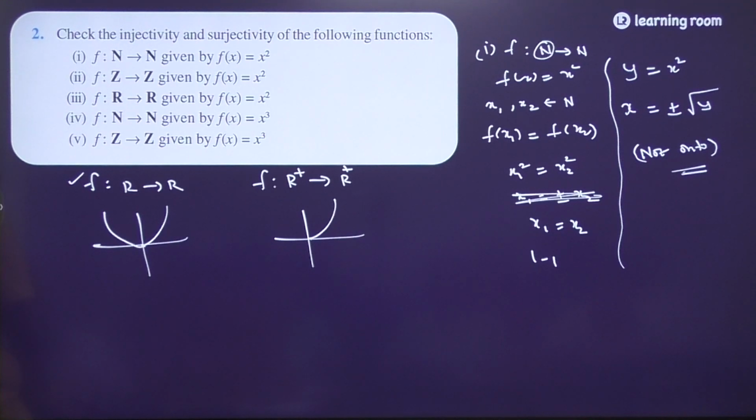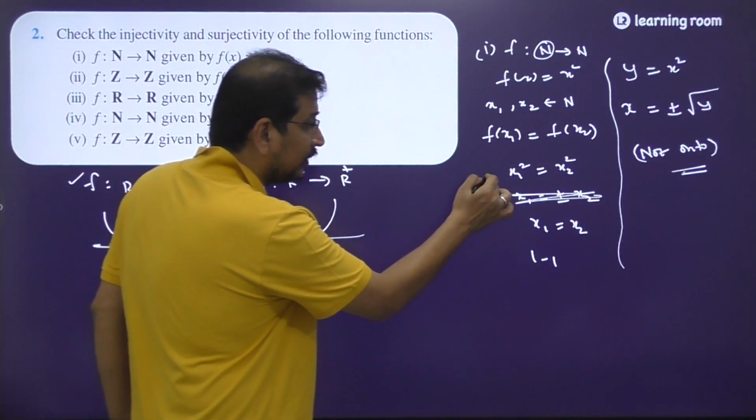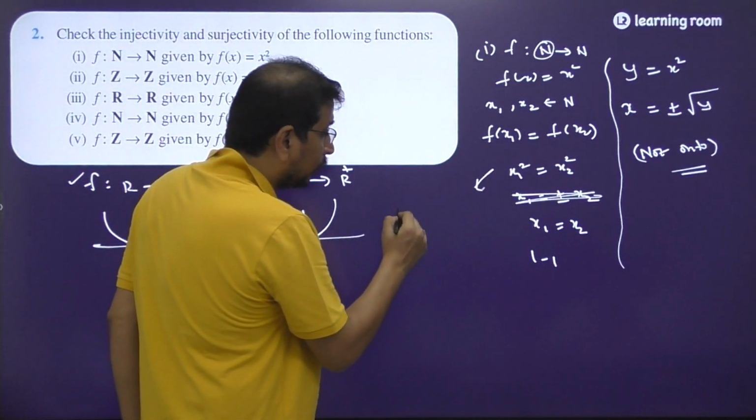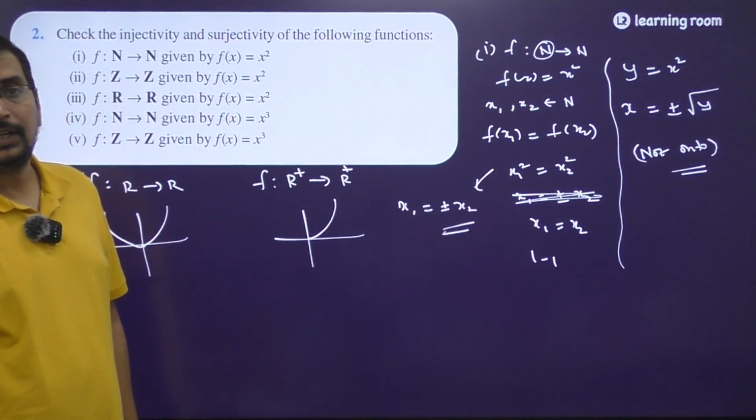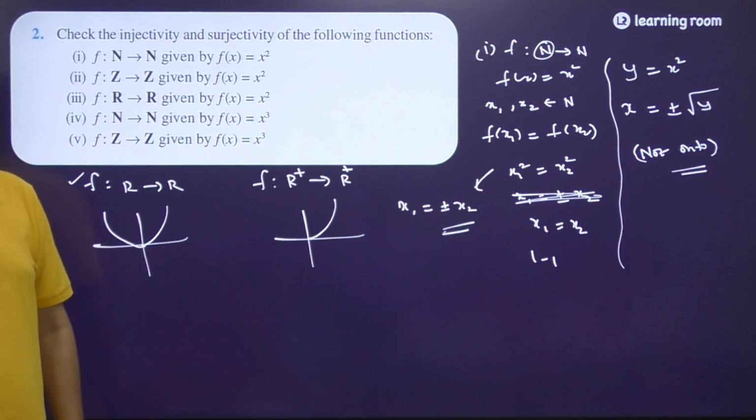So is it a one-one function? It will not be a one-one function, because till this step it is common. But what will you get? You will get x1 is equal to plus or minus x2, because integers can be negative also. Hence, it's not a one-one function. But then what about onto?